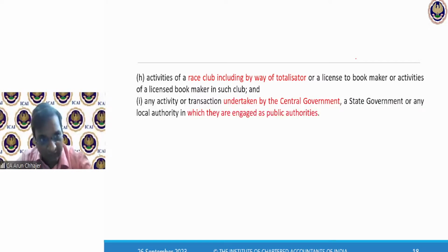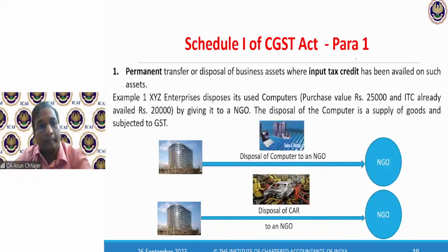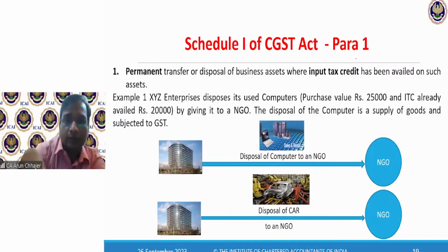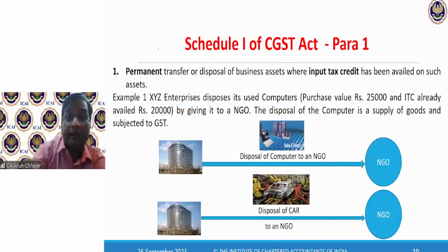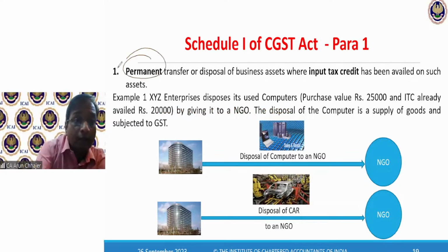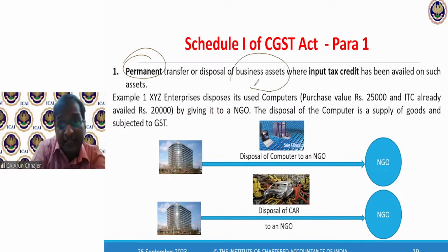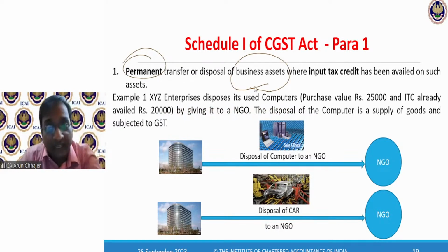Supply in the course or furtherance of business, but it is without consideration. The first para says permanent, underline. It is not temporary, it is permanent. Then business asset. It is not fixed asset. It is not current asset. It is saying any business asset, whether it is fixed asset or current asset or investment, whether it is inventory, doesn't matter.